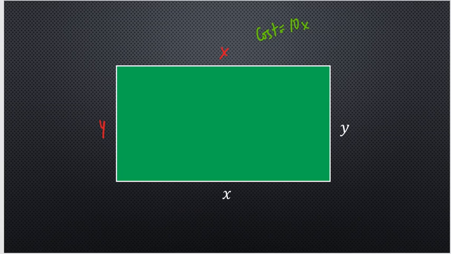The cost for the south side of this rectangular plot of land is going to be $10x as well. We were told that the fencing on the east and west sides costs $2 per foot. So each of the east and west sides is Y feet long. It's $2 per foot. So the cost is 2y for each.